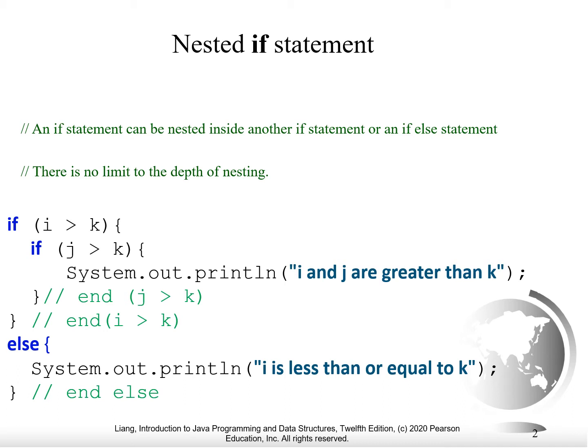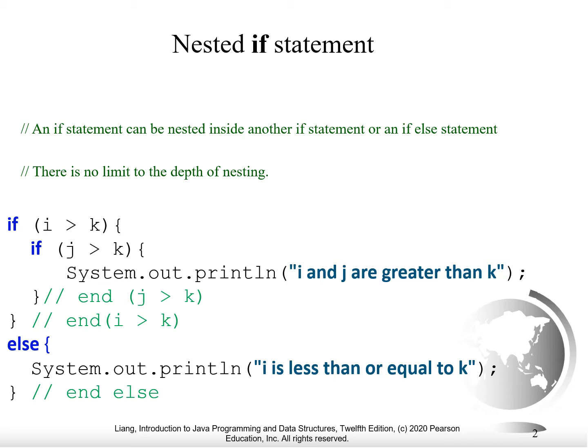Consider the code on this slide. The if j greater than k statement is nested inside the if i greater than k statement. This will implement multiple alternatives. As shown in this code, when both conditions are true, both i and j are greater than k.